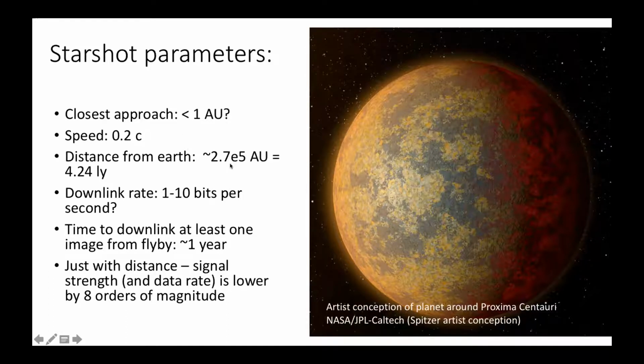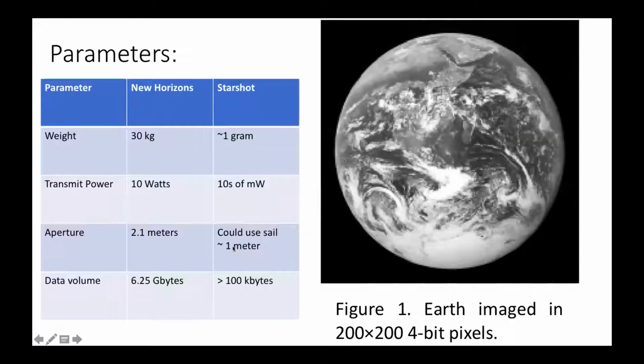But it's a lot farther away. So 4 light years instead of 4 thousandths of a light year. The downlink rate that we want, in order to get images back and get 100 kilobytes of data in roughly a year, is between 1 and 10 bits per second, or maybe even 0.1 bits per second if you calculate that over a year. The link budget is really difficult because it's very far away. It's 4 orders of magnitude in distance, so 8 orders of magnitude in signal spread.